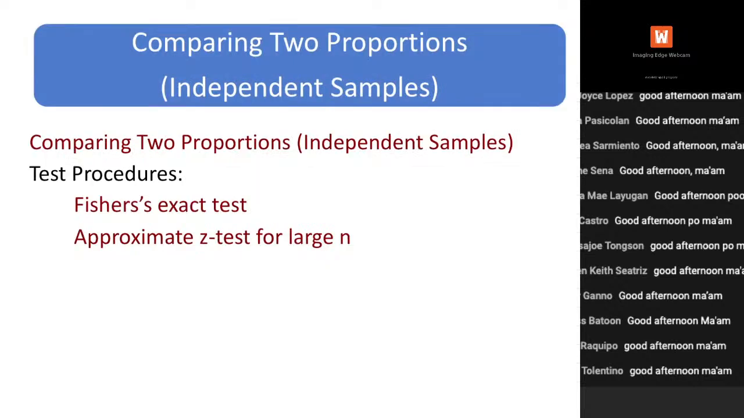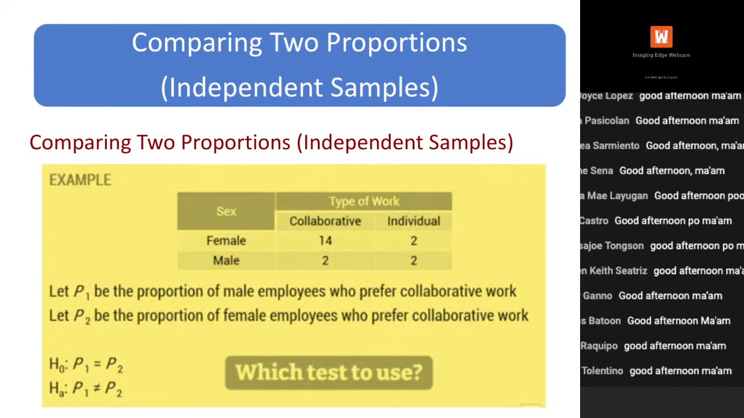Let's look at the example. Suppose, this is one example, comparing proportions between male and female who want to work collaboratively and those who prefer to work individually. So we have proportions, two populations. What are the two populations, independent of each other? We have male and female, so two groups independent of each other. And what are the proportions? The proportion of male and female students who prefer collaborative work. So this is an example of a comparison of two proportions from independent samples.